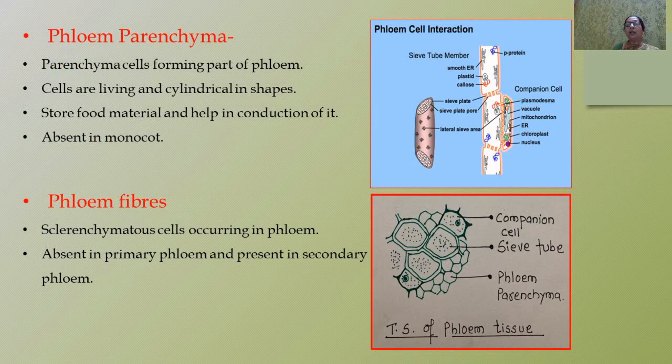Phloem parenchyma are parenchymatous cells that form a part of the phloem. These are living and cylindrical in shape, store food material and help in its conduction, but they are totally absent in monocotyledonous plants. Phloem fibers are the next element of the phloem. These are sclerenchymatous cells present in the phloem tissue, which are totally absent in the primary phloem but present in the secondary phloem, which develops after secondary growth.